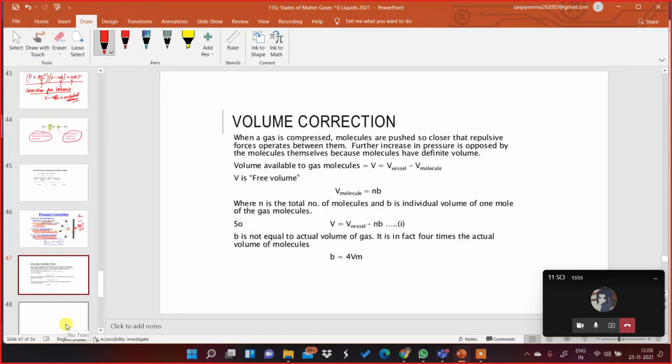Then moving to the volume correction once more. When a gas is compressed, molecules are pushed so close that repulsive forces operate between them. Further increase in pressure is opposed by the molecules because molecules have definite volume. Okay, so because of all these interactions happening, we have the volume correction as well.